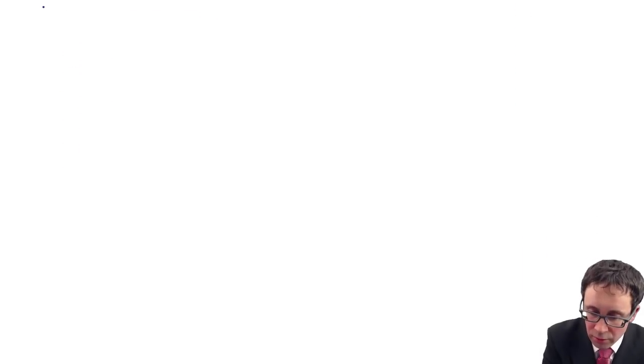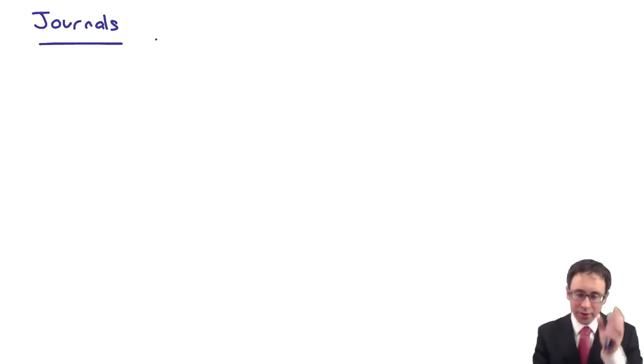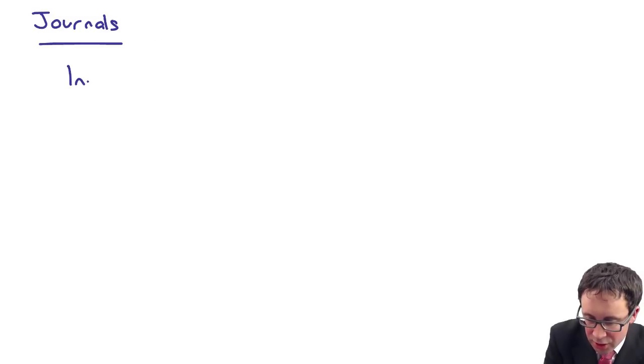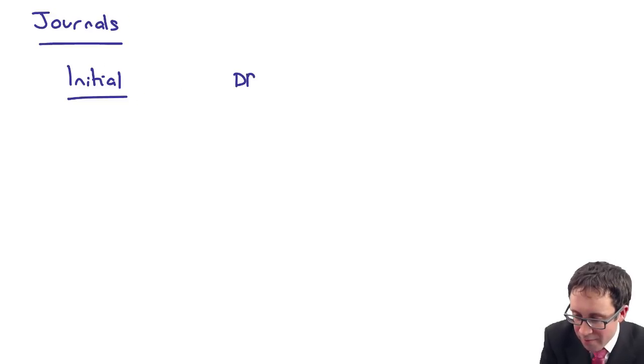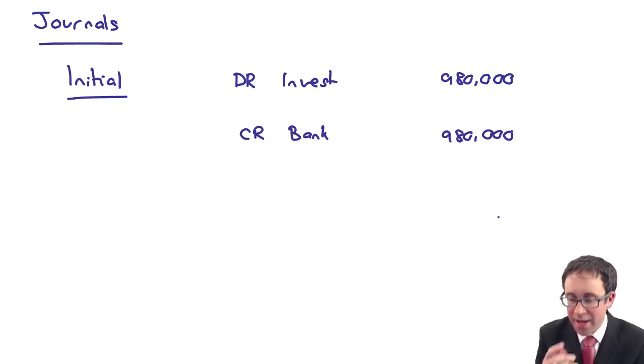I will look at the journals for year one. So you can go through there and then do them for year two, three, and four. So what you've got there initially, we go through there, don't we? And you debit the investment, credit the bank. Is it there with the 980,000?